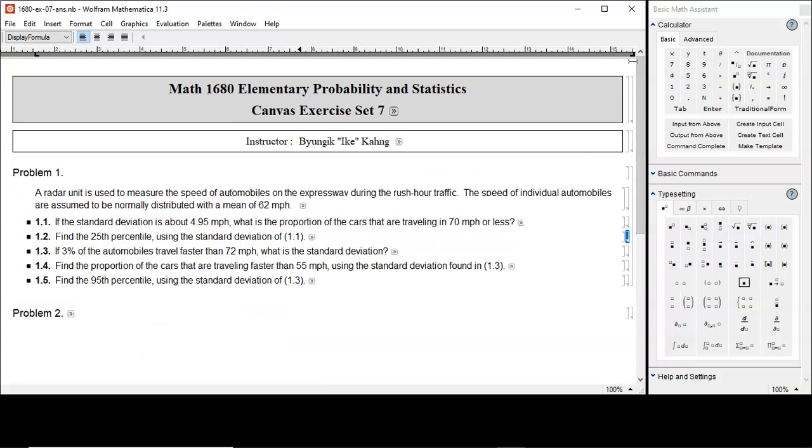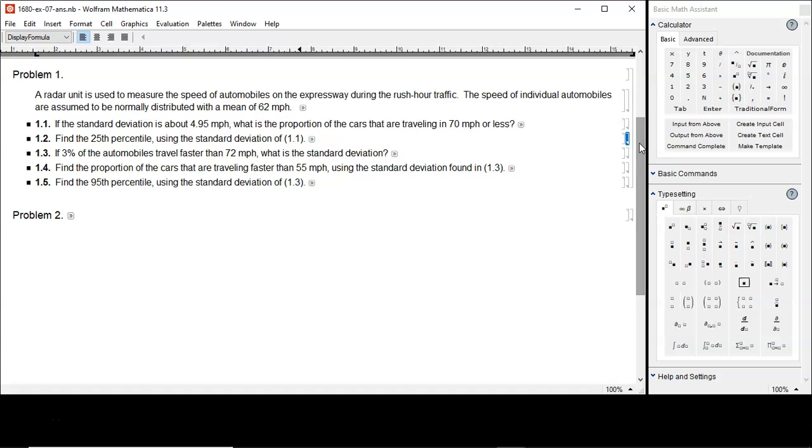Now the next problem. If 3% of the automobiles travel faster than 72 miles per hour, what is the standard deviation? And this used to cause a lot of trouble to 1680 students, but not here. I do not expect any trouble here for 3680 students. Standard deviation is not given there. Previously 4.95, but no more. Now I want to find out standard deviation. So here we go.